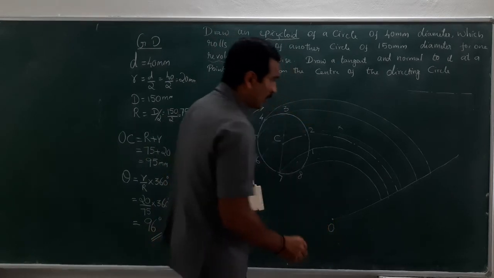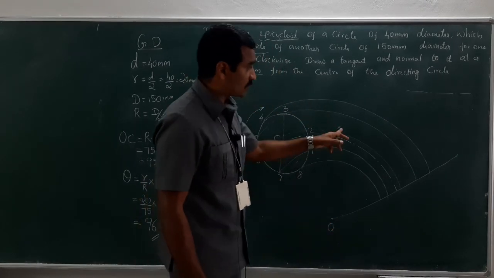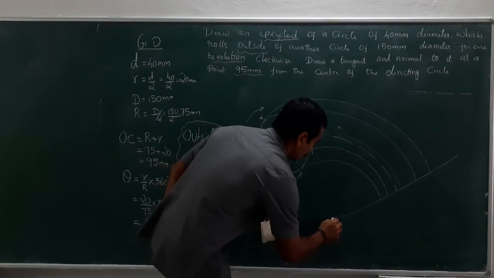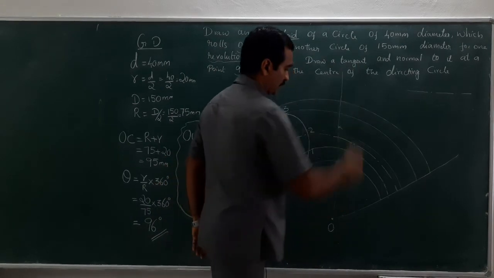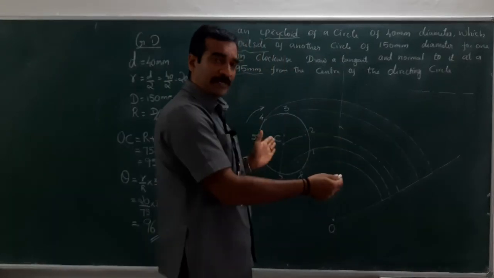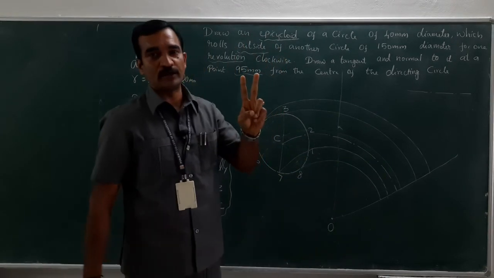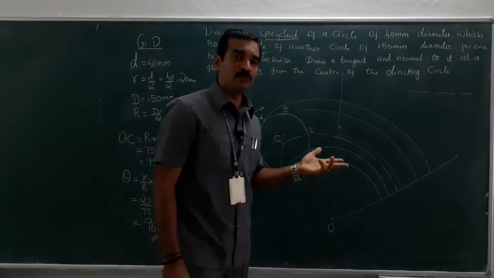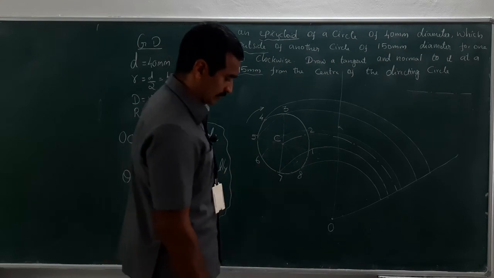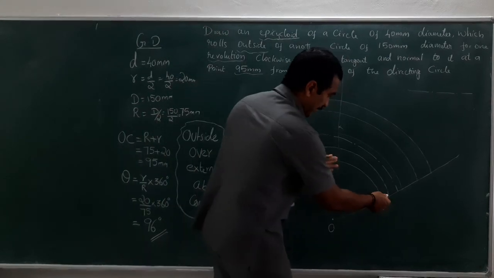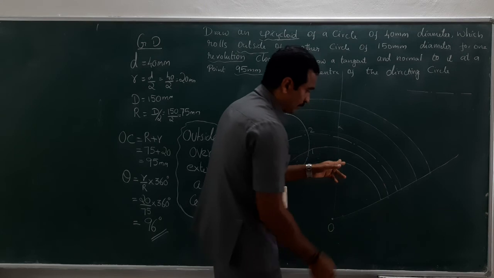Now, draw a line from O passing through this intersection. So, now I have split this particular segment into 2 equal divisions. What I have to do? I have to split into 8 equal divisions. Now, going to take this as my sector.